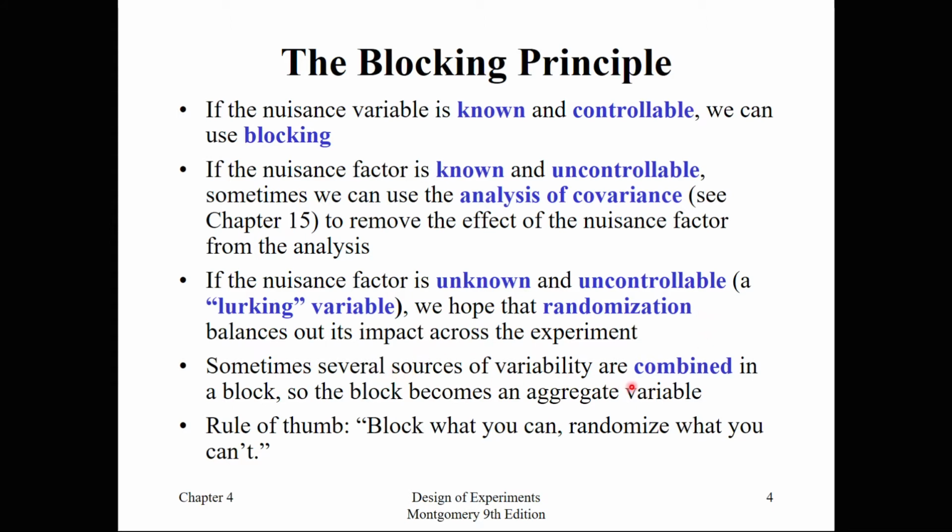Now, sometimes several sources of variability get combined into a block, so the block becomes an aggregate variable. All I'm saying here is, let's think about blocks. I've got different kinds of metal that I'm testing. Maybe thickness of metal and type of metal and particular construction, all these different aspects are really included when I say I'm blocking by this single sheet of metal versus this other sheet of metal versus this other sheet of metal. There's a lot of things that could differentiate these sheets. And if I block by the whole sheet, then I'm combining all of those into a single block.